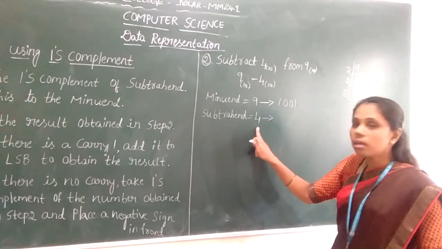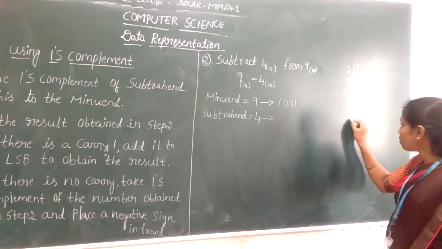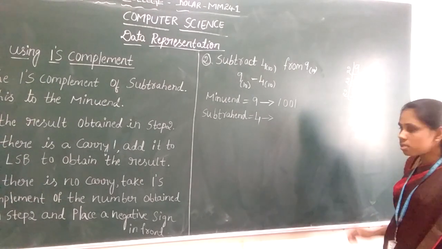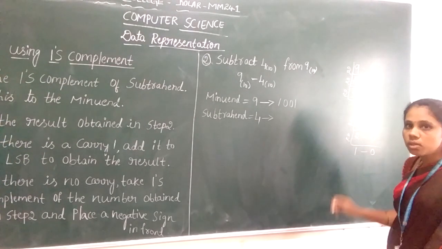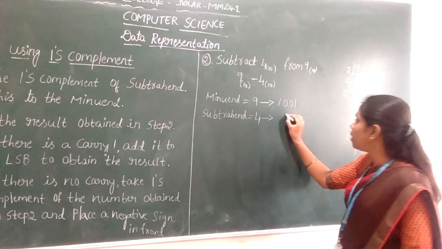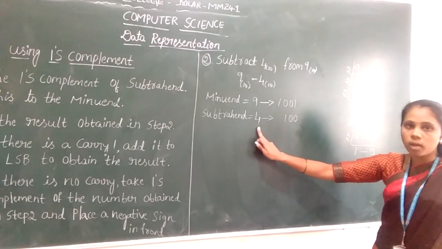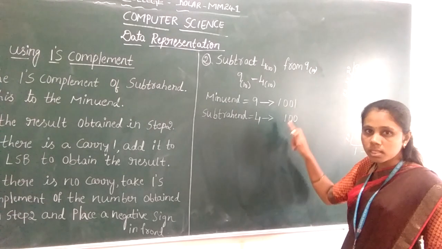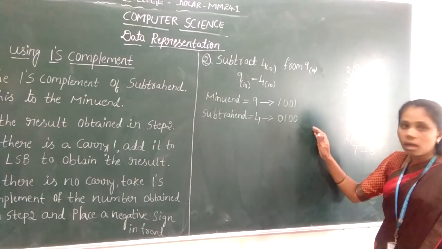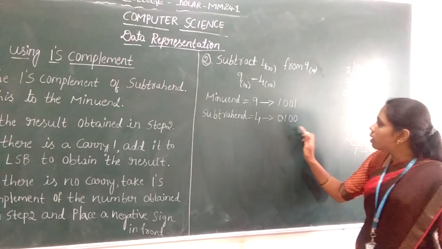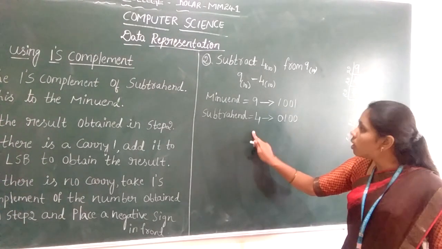Now take the binary value for 4. 2 twos are 4, the remainder is 0. Again 2 ones are 2, the remainder is 0. See, 100 is the binary equivalent value for 4. Here we have 4 digits and here we have 3 digits, so we can place 0 to have the same 4 digits. Now we have 0100 as the binary equivalent value for 4.